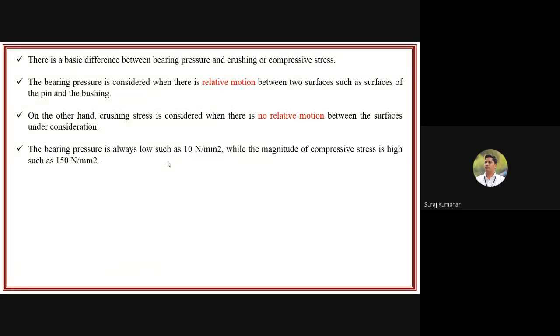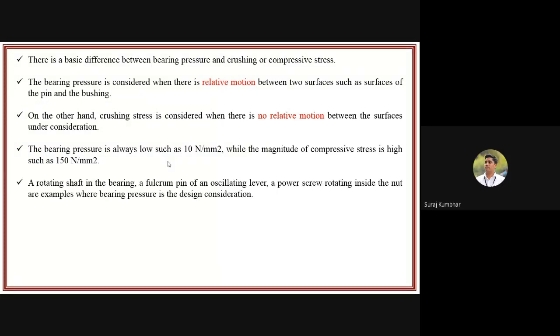A rotating shaft in a bearing, a fulcrum pin of an oscillating lever, or a power screw rotating inside the nut are the examples where bearing pressure is the design criteria. Here they have mentioned the examples where bearing pressure is considered. Already we have seen that fulcrum pin. Here the bearing pressure is considered for design purposes.